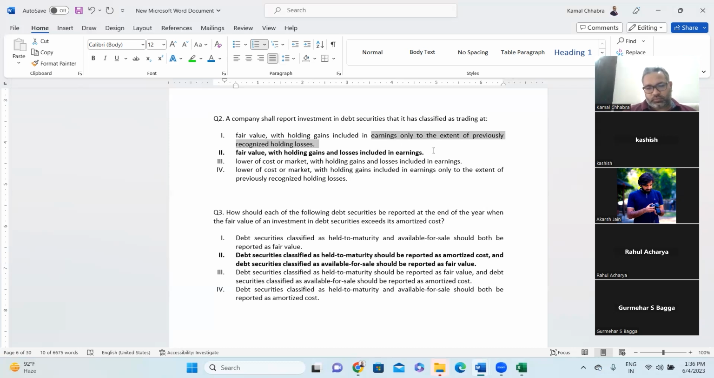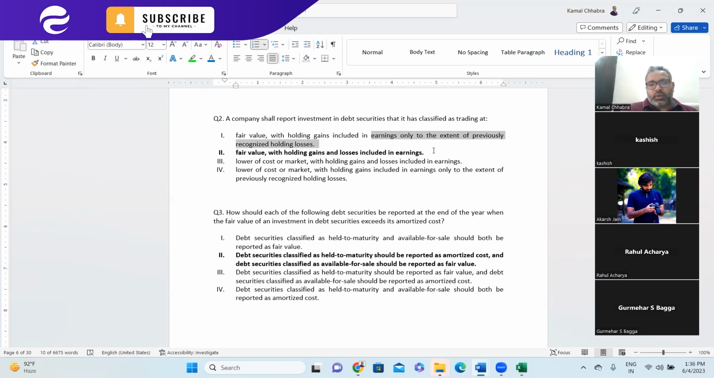Sir, previously recognized holding loss is already at fair value, right? No, it means, for example, for trading security it's not at all applicable. Yes, that's what I'm saying, sir, it's not applicable for that. Right. Second thing, for any reason, let's say on 30th of December you purchase the security, or on 31st of December you book certain loss, that loss will be an unrealized loss, not a recognized loss. So this statement is completely incorrect.